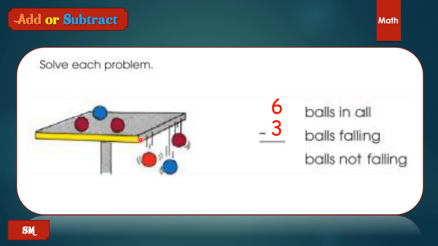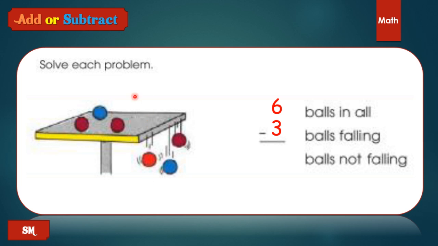So will I add? No. I'll subtract. Excellent. Why will I subtract here? Because, yes, mister, you said all of them are 6. 3 of them are falling. When I say falling, they have gone away. They will not be with us anymore. So, will it be subtract or add? Excellent. We will subtract. When they go away, I will subtract how many go away.